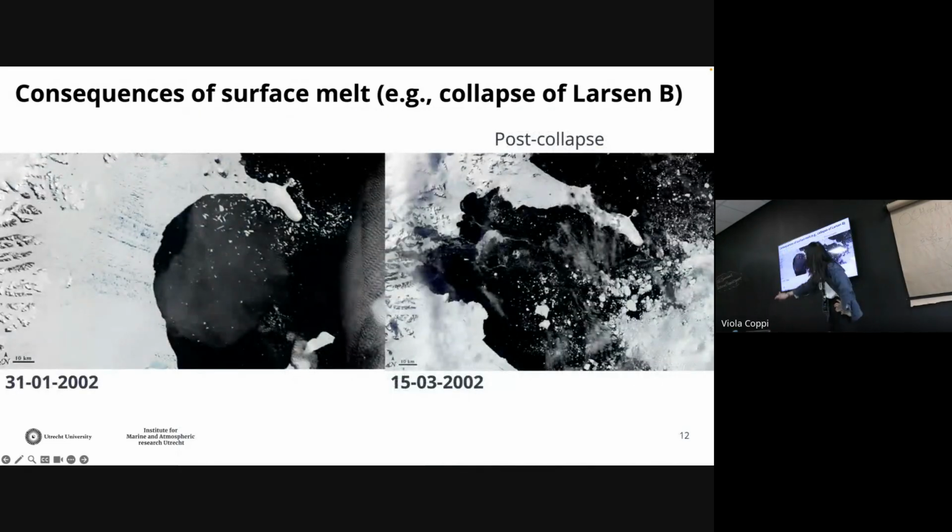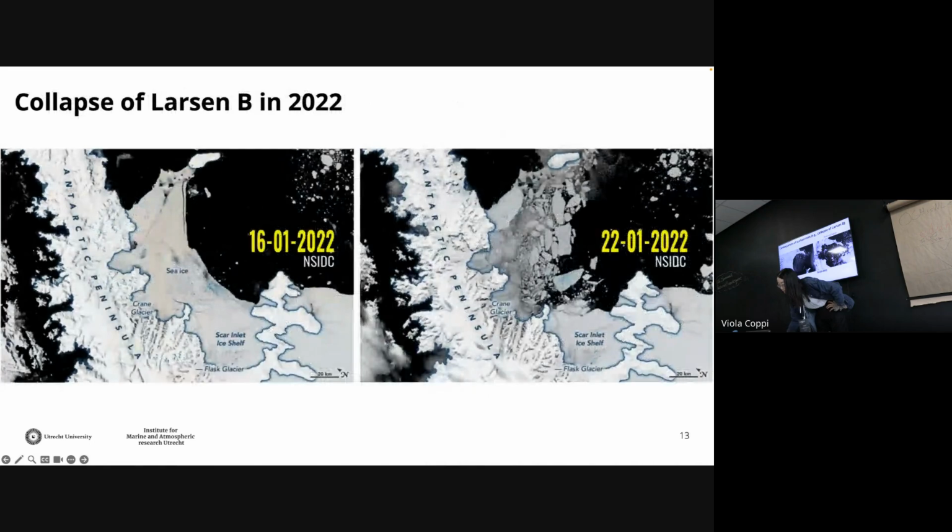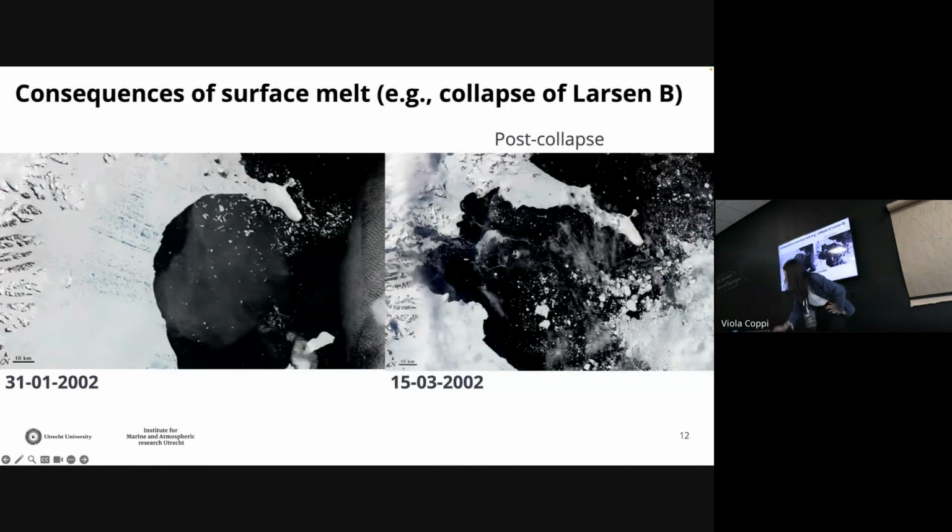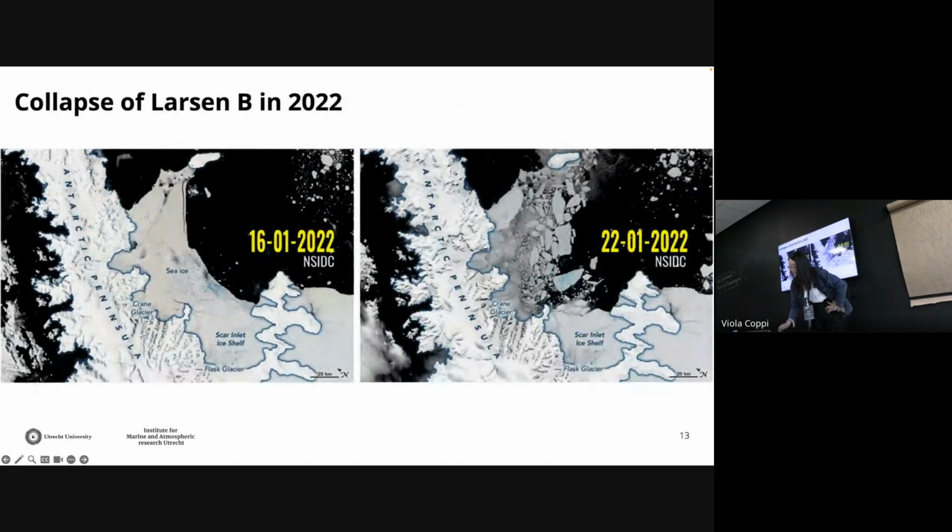And this is before the collapsing and after the collapsing. It's within 1.5 months. Yes, a huge amount of ice is lost. And that ice directly contributes to sea level rise because it's completely freshwater input for the global ocean. And because this occurred, I think, in 2002, and another melting occurred in 2022.